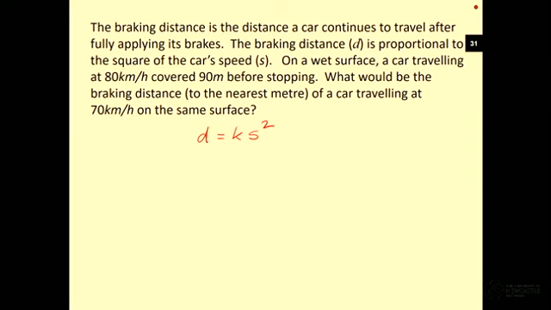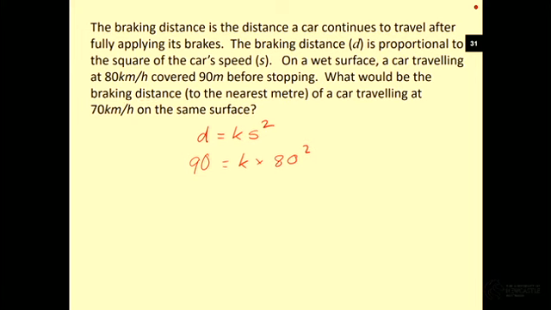Then it goes on to say we're talking about a wet surface, fine. A car travelling at 80 kilometres per hour covered 90 metres before stopping. I'm not converting anything, it's just saying the distances I'm using are in metres and the speeds I'm using are in k's per hour. Fine, let's sub in the numbers. There's my stopping distance, 90. K, I don't know what the K is yet. And the speed is 80. Okay, I've grabbed the right numbers. Distance 90, speed 80. Fantastic.